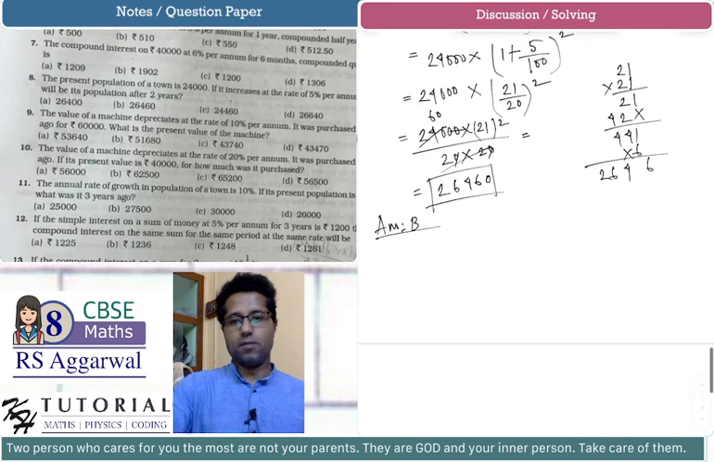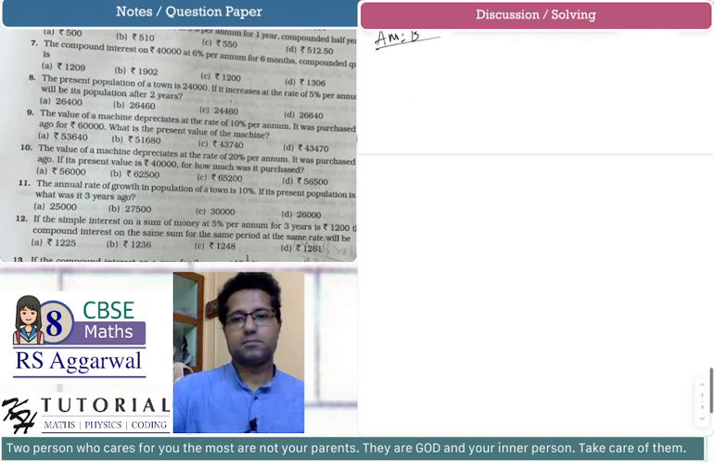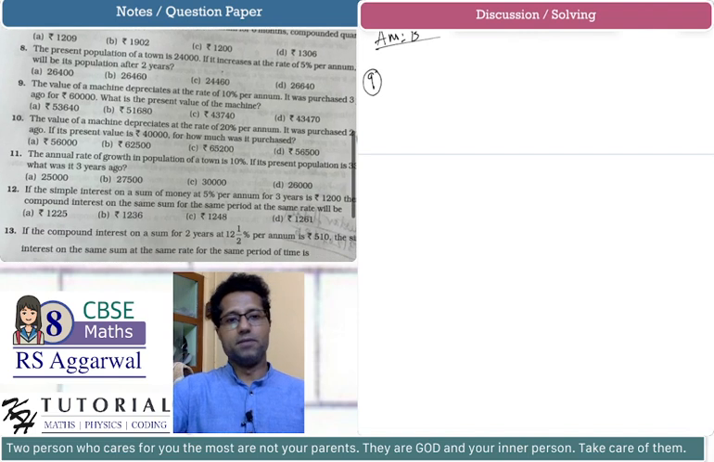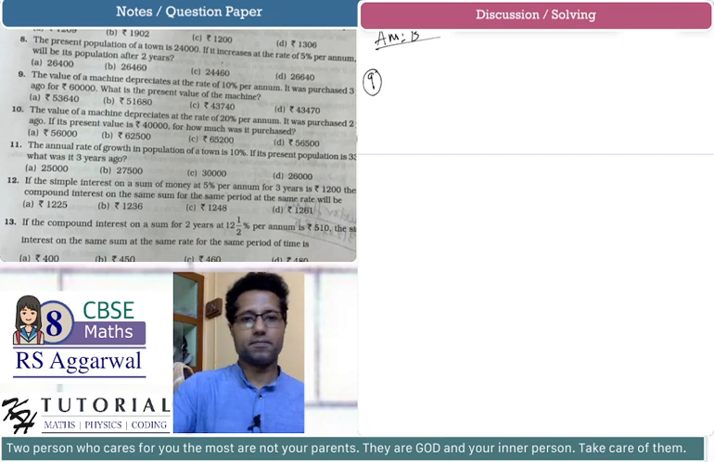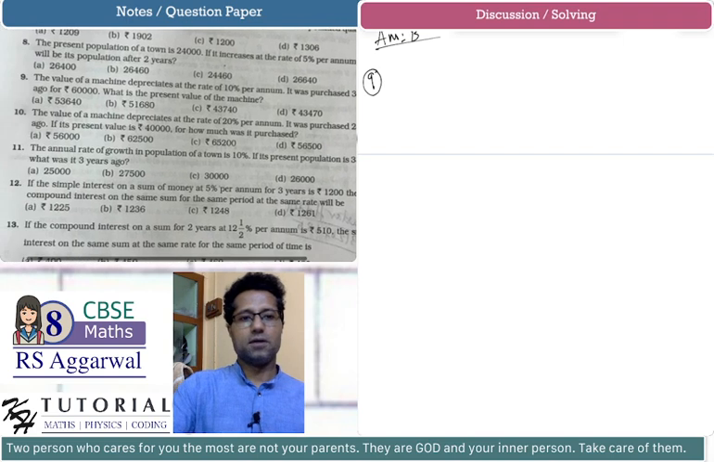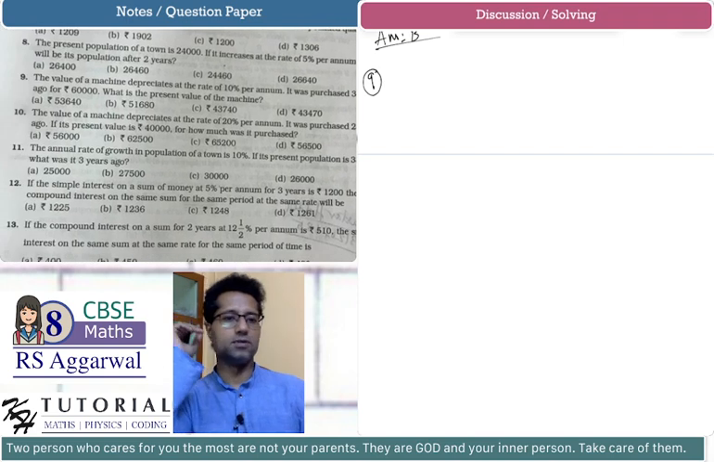Okay, let's do problem number 9. The value of a machine depreciates at the rate of 10% per annum. It was purchased 3 years ago for 60,000. What is the present value of the machine?